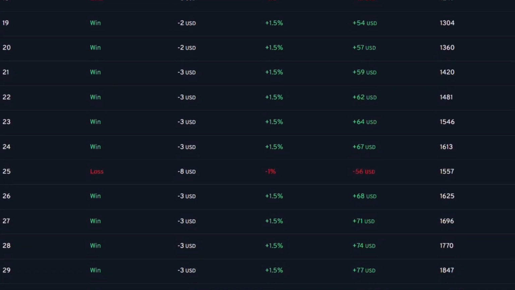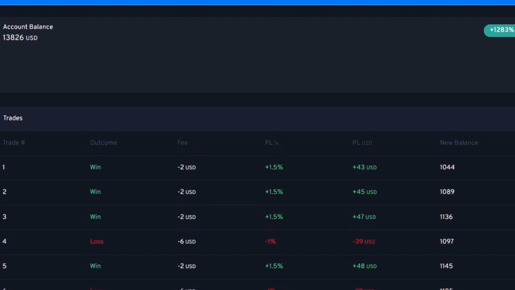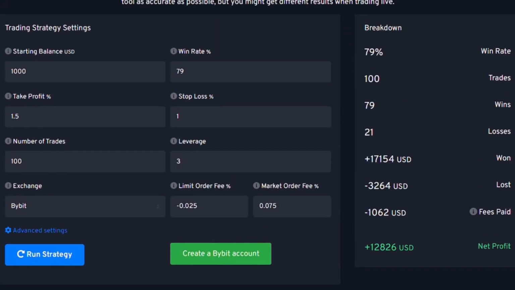And now you're in for a treat, traders. Here are the juicy details. We tested this strategy on the euro against the US dollar, 5-minute time frame with a risk-reward ratio of 1.5 to 1, and we scored a whopping 79% win rate from 100 trades. It's almost too good to be true.